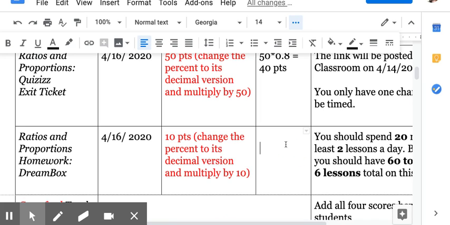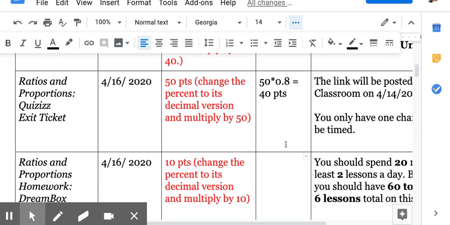And now, let's say he did the TrainBox. He did 20 minutes with 2 lessons per day. And by the time the 16th came along, he did 6 lessons with 60 minutes total. He automatically gets a 100. So that's going to be 10 times 100%, which is the same as 1. All right, 10 times 1, which is equal to 10 points. Remember, 100% is 1.